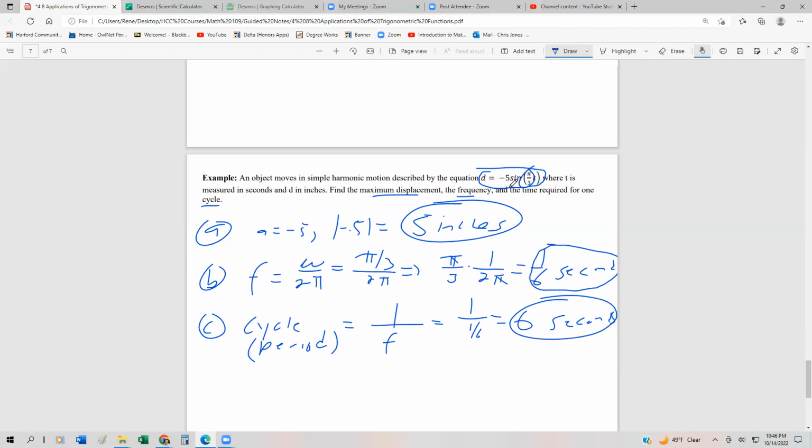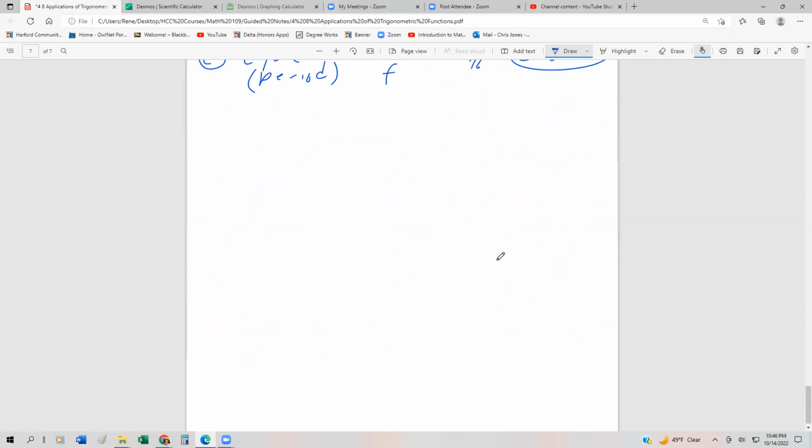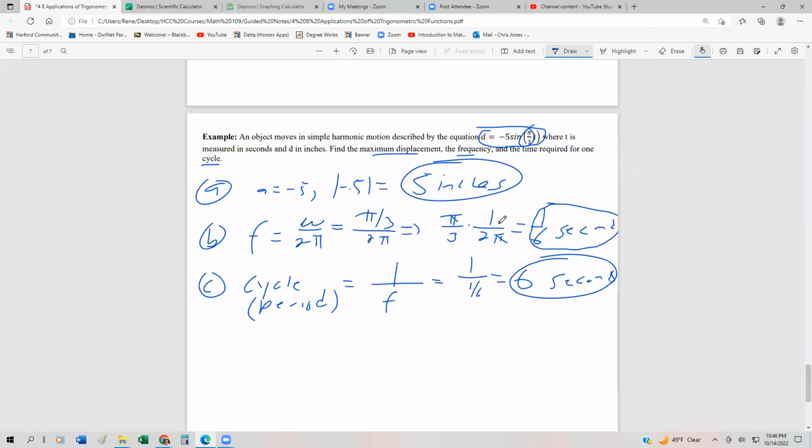So these problems are really pretty basic, just making sure we understand how to dissect or unpack these displacement formulas. So that's it for our applications. Hopefully we've gone through and seen a lot of various applications. Some of them use the right triangles, some of them use these trigonometric functions.